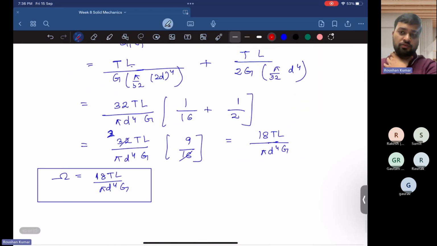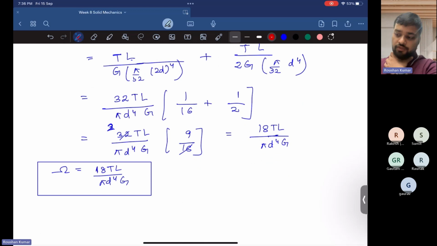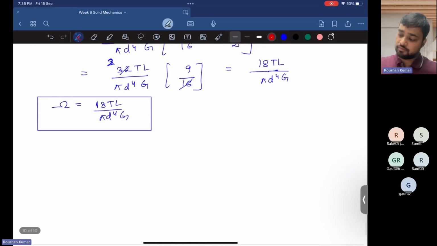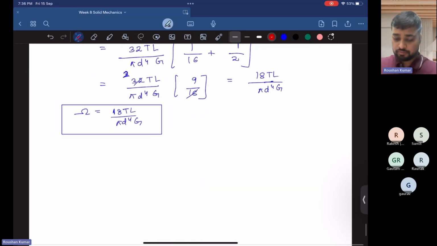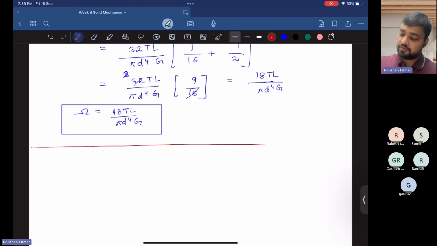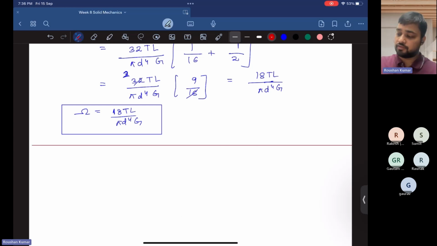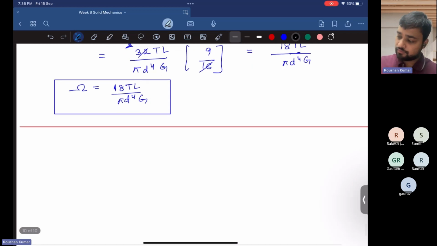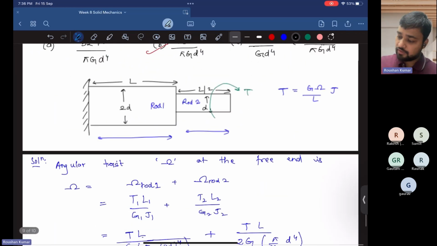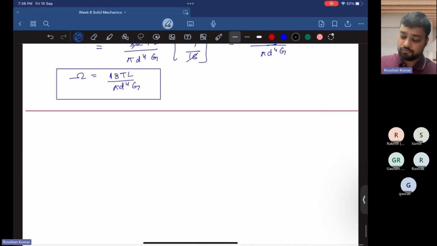So this is a question based on the torsion of shaft. Now, the next question is a multiple choice question. So I'm writing the question here. Problem number 5.